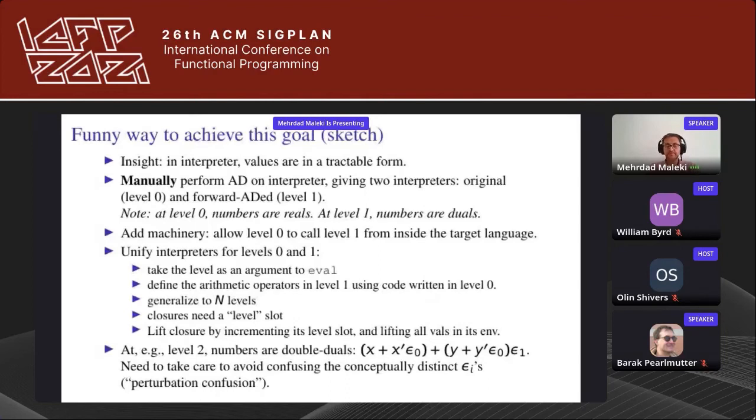For example, in level 2, numbers are double dual numbers, whose primal and tangent parts are dual numbers. In level 1, the primal part of the dual numbers is just a real number, and the tangent part is also a real number. But in level 2, primal and tangent parts are dual numbers, and we could continue this to higher levels.